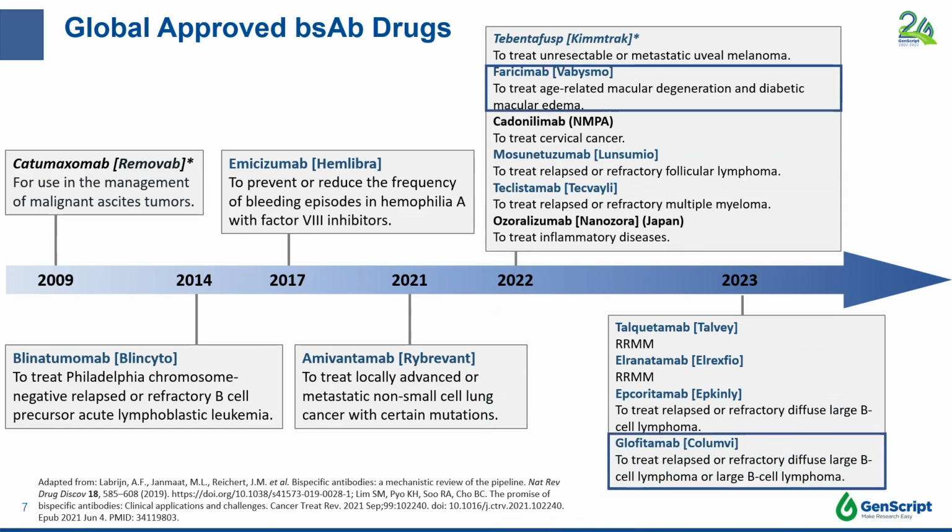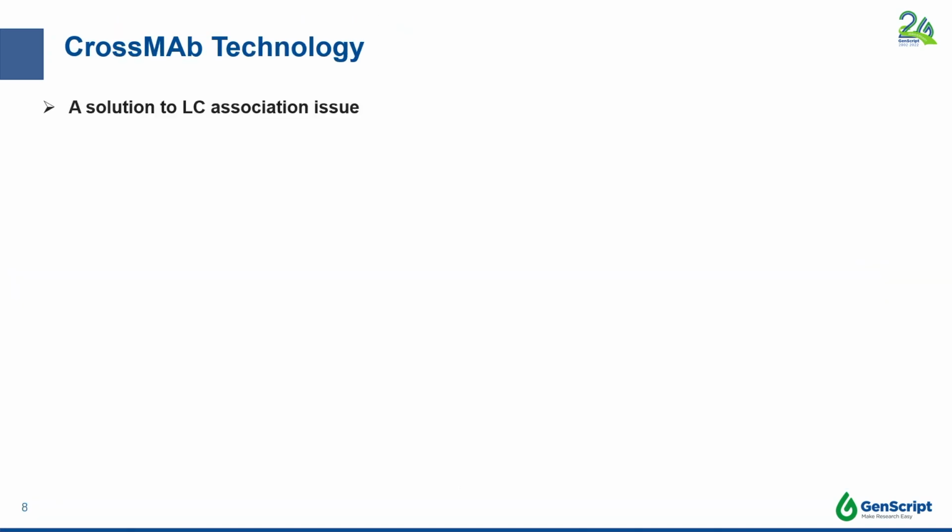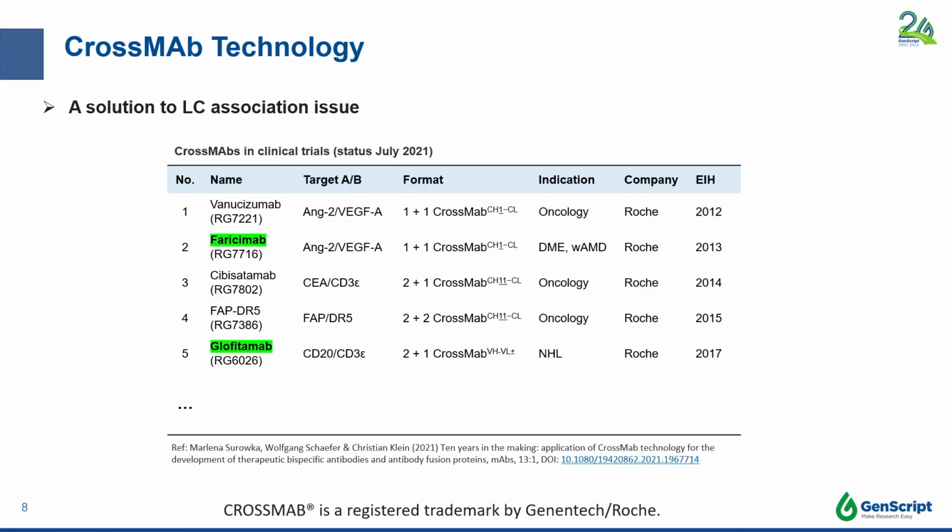During the rest of the talk, I'm going to go into a bit more detail about glofitamab production at GenScript, as well as faricimab. So a little bit of an introduction to cross-mAb technology. Cross-mAb technology, as I mentioned before, was registered as a trademark by Genentech and Roche, and this was first proposed as a solution to the light chain association issue.